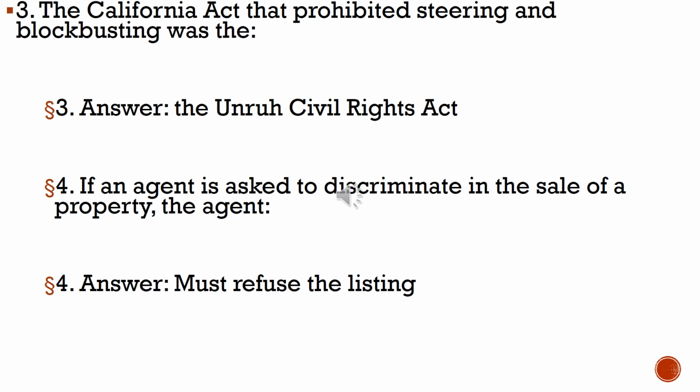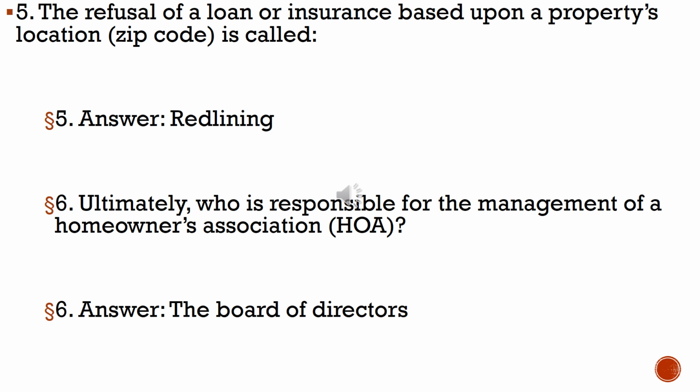Question number 4. If an agent is asked to discriminate in the sale of a property, the agent? Answer: must refuse the listing. Question number 5. The refusal of a loan or insurance based on a property's location, zip code, is called? Answer: redlining. Question number 6. Ultimately, who is responsible for the management of a homeowners association, HOA? Answer: the board of directors.